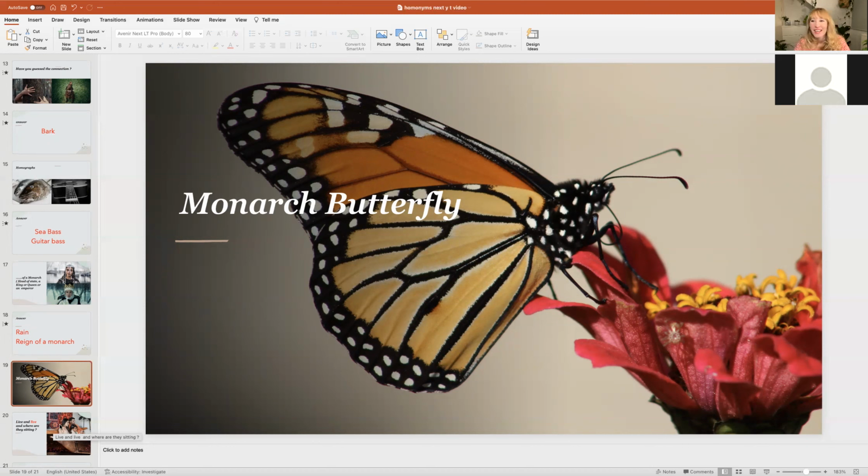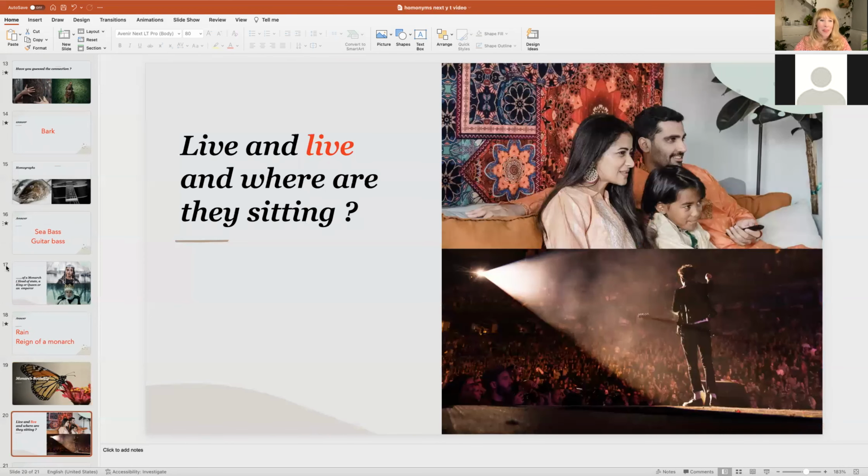So we could call it like the king or queen butterfly, the monarch butterfly. So let's look at our last slide now. So I put the two words up. You can see here that they are spelt the same.